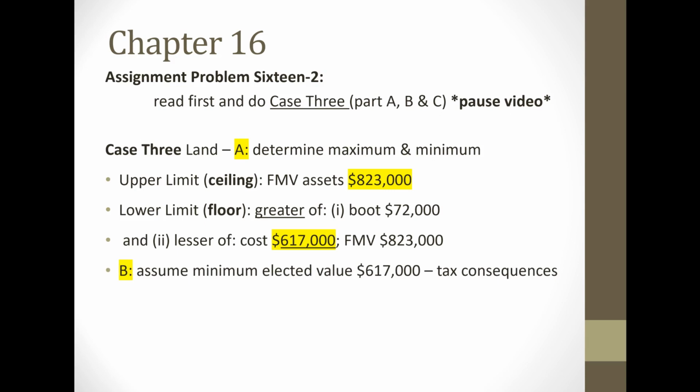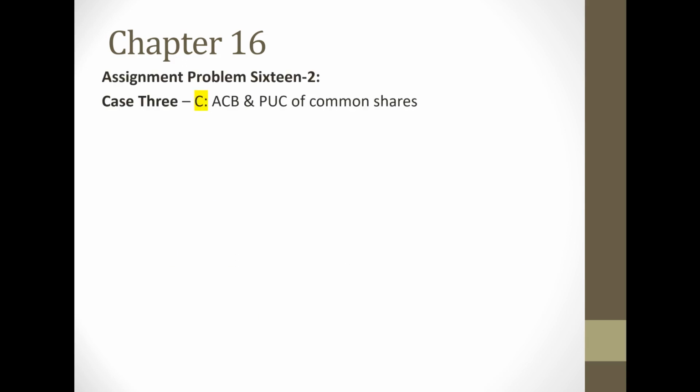So what are the tax consequences? Well, there's no gain because the proceeds for the sale or disposition of the land is going to be $617,000 minus the cost of $617,000 will result in a 0 gain. So there's going to be no gain on the transfer of the land. Moving on to the next slide, let's look at Part C now.